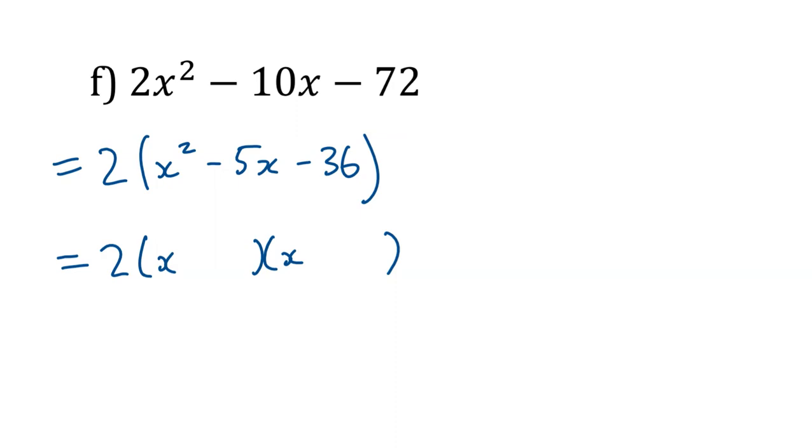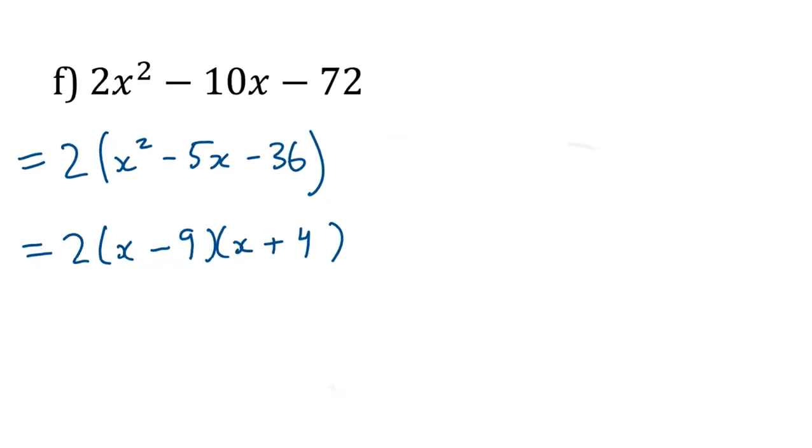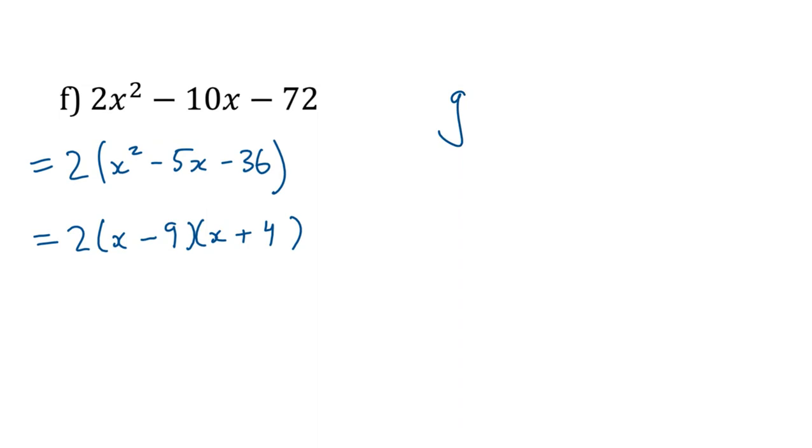6 times 6 is 36, but that doesn't have a difference of 5. 9 and 4. So put the 9 and 4 in there. Do I want 9 minus 4 or 4 minus 9? I want 4 minus 9 because it's negative 5. So we've got that. Adding one in here.